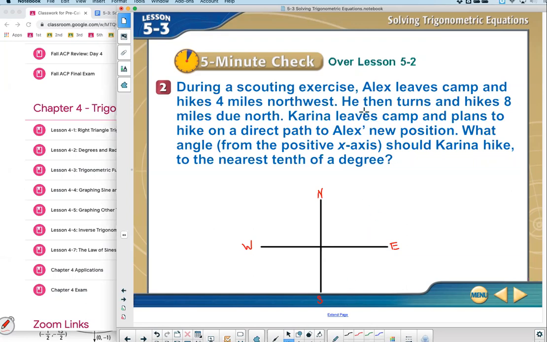But anyways, Alex leaves camp and hikes 4 miles northwest. Now, what that means, northwest, if you're not familiar with that term, is it splits the difference between north and west. So it's going to go diagonal between north and west. And it's going to do this for 4 miles. I'll just put a 4 there, and I'll put MI for miles. So Alex first walks that distance, and then it says he turns and goes 8 miles due north.